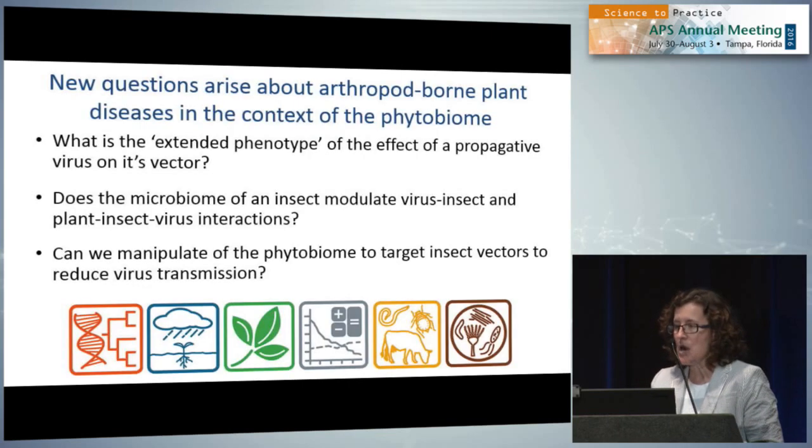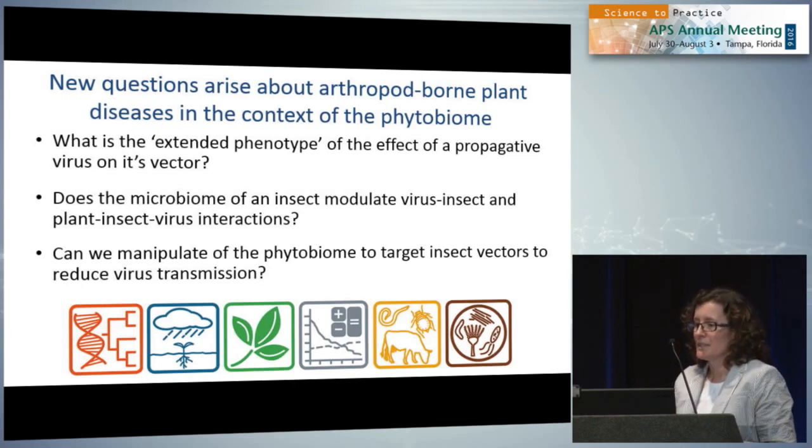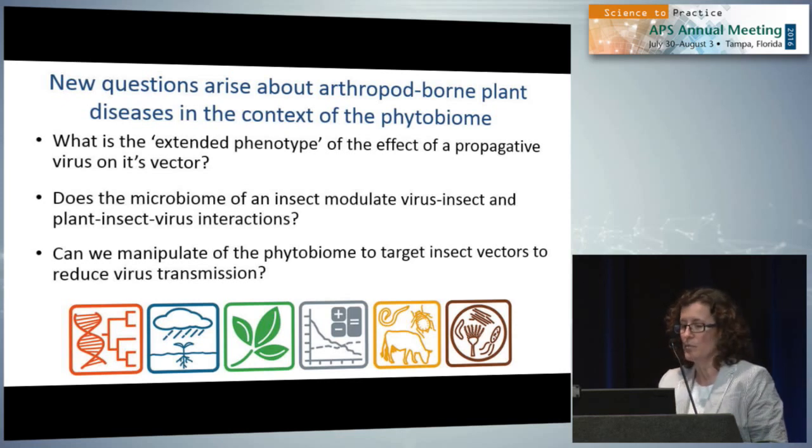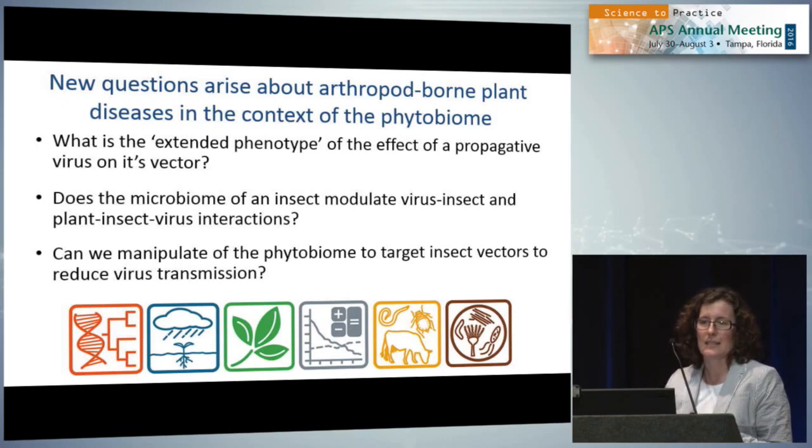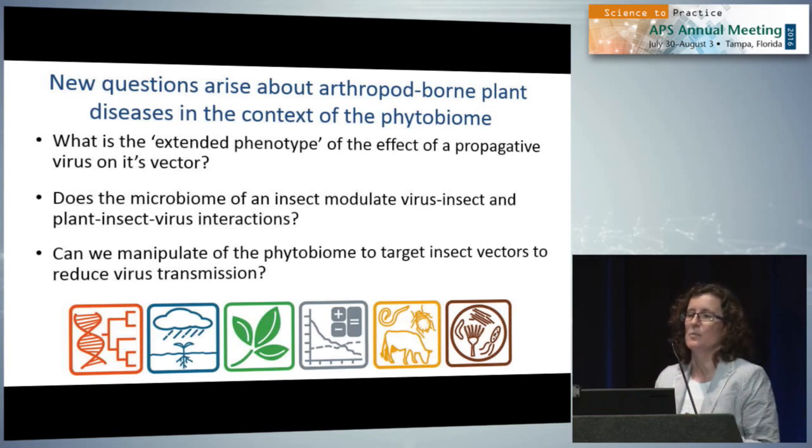And so now that we're able to really describe this interaction, there are new questions that arise about arthropod-borne plant viruses and how they fit into the phytobiome. So one question is, what is the extended phenotype of the effect of a propagative virus on its vector? We've been able to show that there are just a few genes that are differentially expressed in this insect due to virus infection. So how do those few genes affect the insect and the interaction with the virus and then transmission? That's what we're really interested in, putting this into the context of the entire phytobiome.